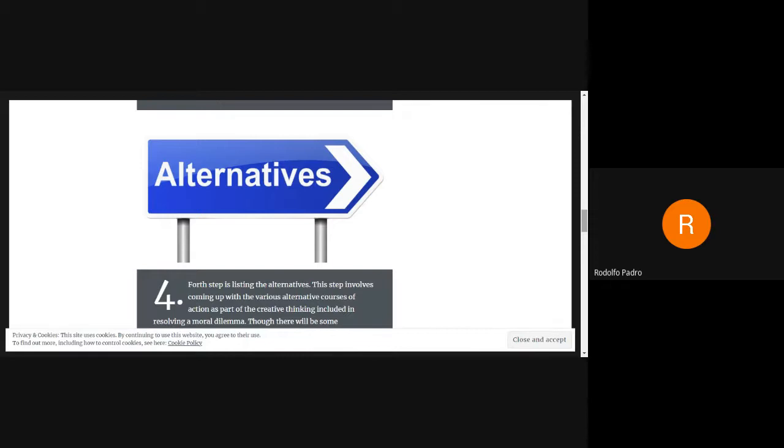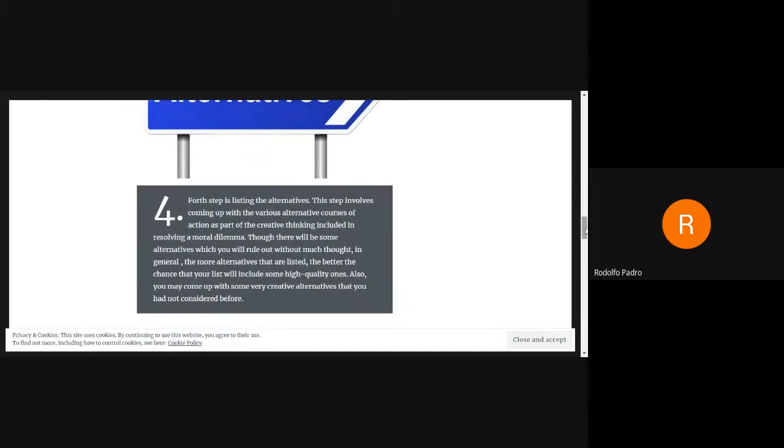Why? The more choices you have, the more you can think about what is more effective, what is the most important, the heaviest. This step involves coming up with various alternative courses of action, as part of the creative thinking included in resolving a moral dilemma. So you apply what-ifs: what if I do this one? What if I do this one? So at least you can figure out which among them would weigh a minimal damage, or as much as possible a minimal problem.